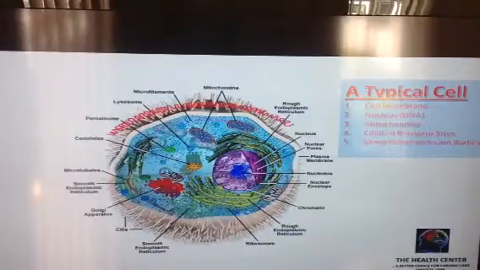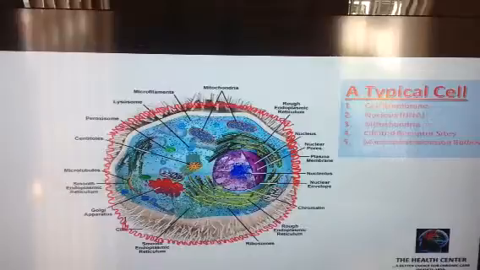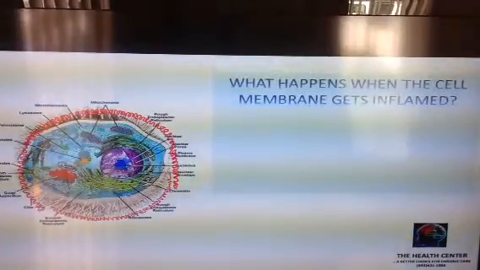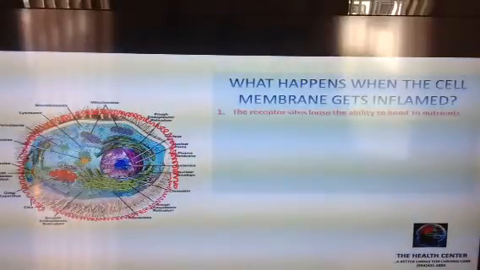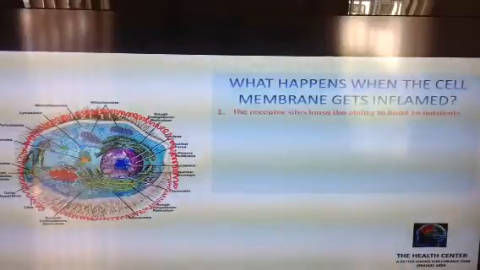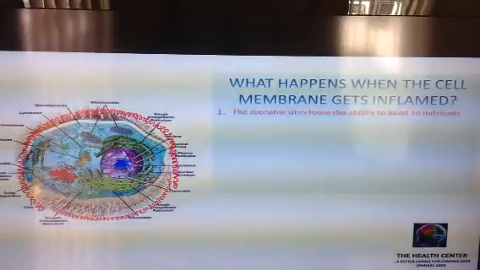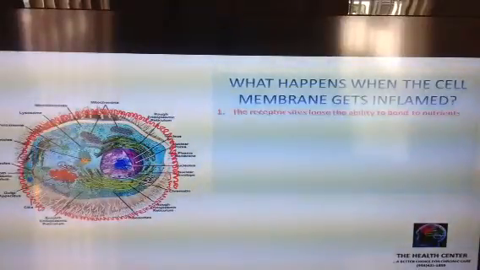Now, over time, due to a myriad of different reasons, which we'll go over in other videos, the cell membrane inflames. Now, what happens when the cell membrane gets inflamed? Well, first, the receptor sites lose their ability to attract and hold on to or bond to different nutrients.